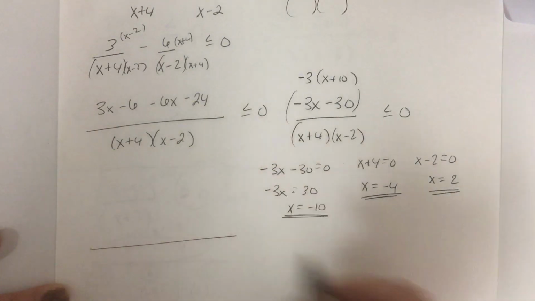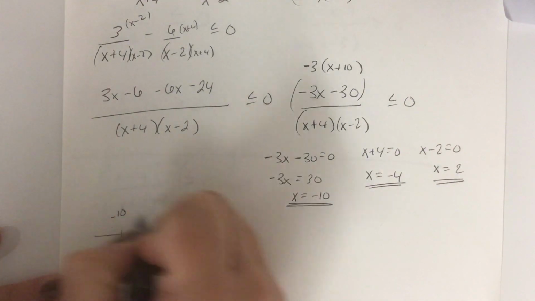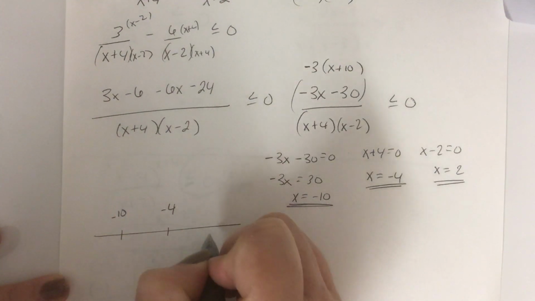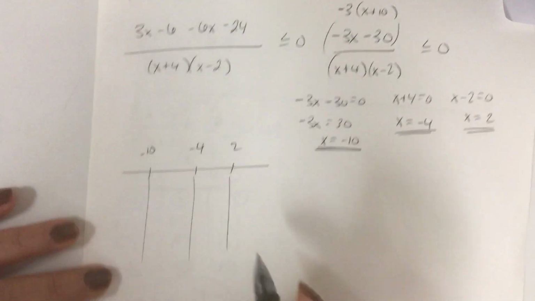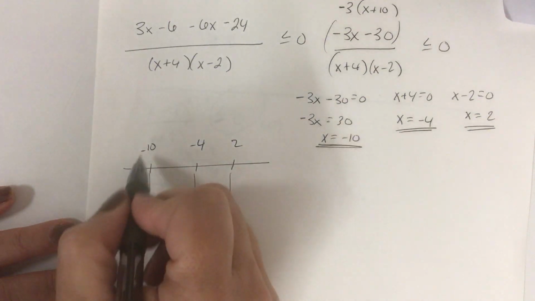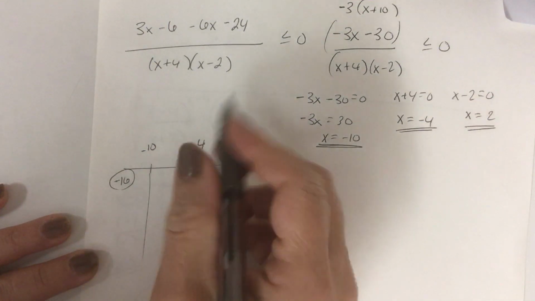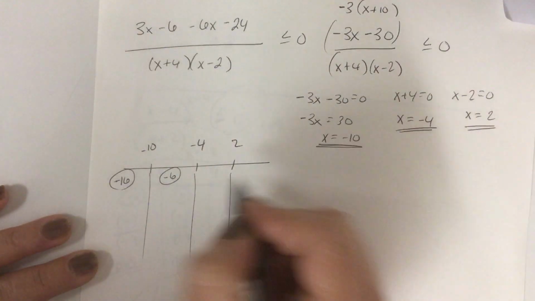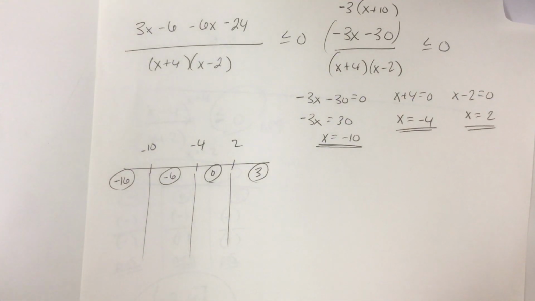So make yourself a number line and put these in order, and luckily these are already in order. So you've got negative 10, negative 4, and positive 2. That's going to divide our numbers up into 4 sections: 1, 2, 3, 4. Something smaller than negative 10 might be negative 16, something between negative 10 and negative 4 might be negative 6, something between negative 4 and 2 would be 0, and then 3 is fine for something bigger than 2.